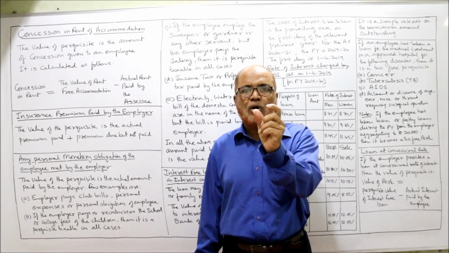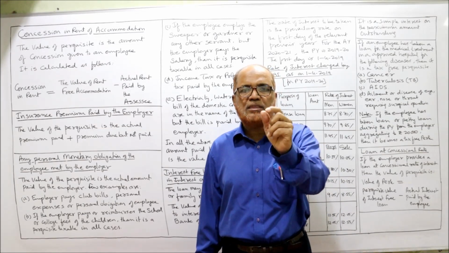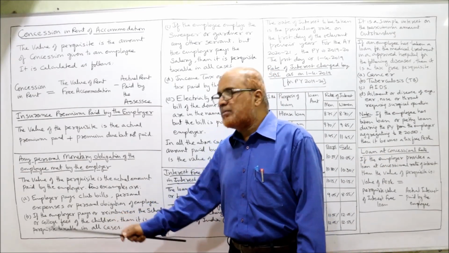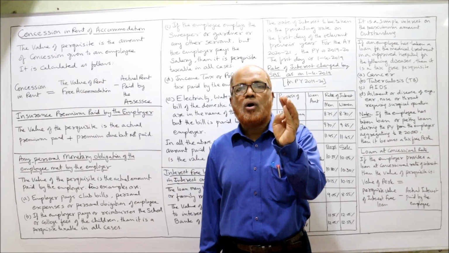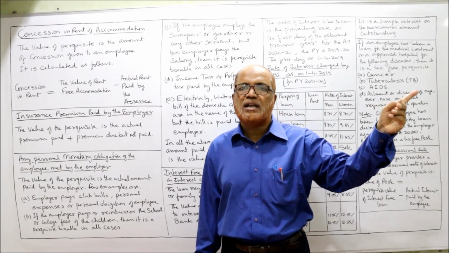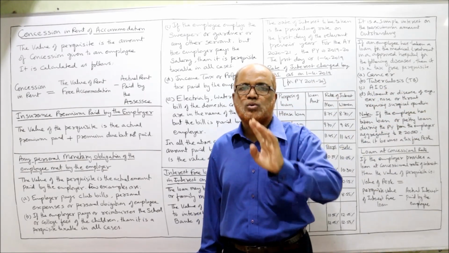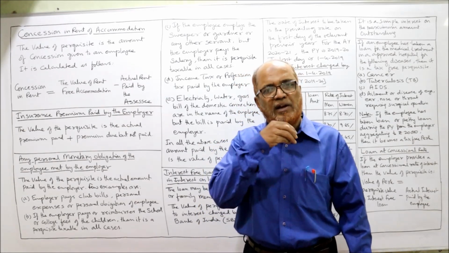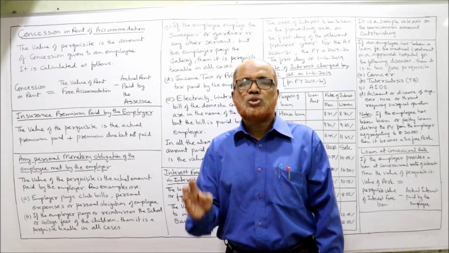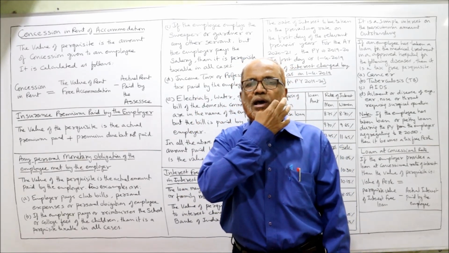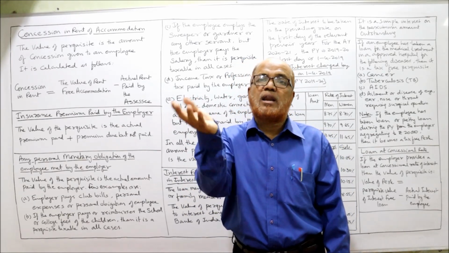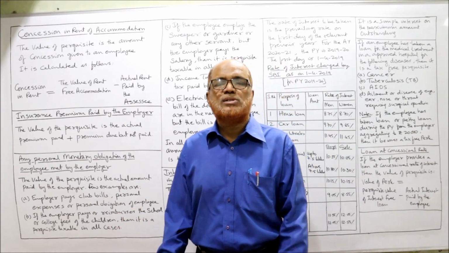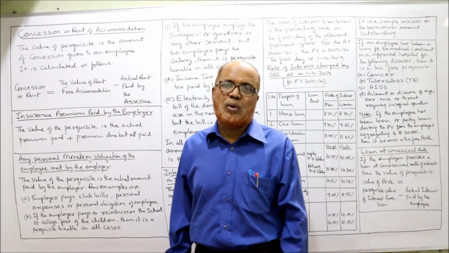Allowance is the fixed monetary amount which is given every month to the employee. That is children education allowance. But sometimes the school fees or college fees is directly paid by the employer to the school, or reimbursed. That means the employee has paid the school and college fees of the children from his own pocket, and these fees are reimbursed by the employer. Then it's a taxable perquisite in the hands of all employees.